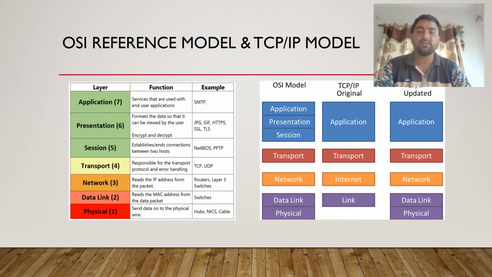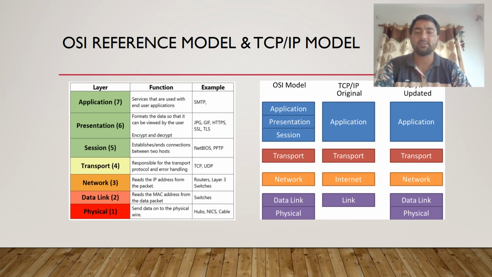Then comes session layer, which establishes a connection between the two hosts. That means whenever a communication is to be performed, first a connection is established, then communication, and then the connection is released. For example, NetBIOS, PPTP. Then comes transport layer, which is responsible for the transport protocol and error handling. That means it divides the data in the form of packets so that the data can be transmitted over the web. For example, TCP, UDP.